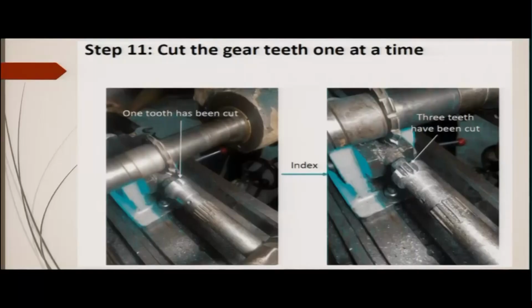This is how one tooth has been cut. This is the form milling cutter, as I said. This is the workpiece, and here you can see the tooth is cut. Similarly, the other teeth can be cut using the same form milling cutter, but in this case it has to be turned to that angle, or that many turns of the indexing plate, as have been calculated.